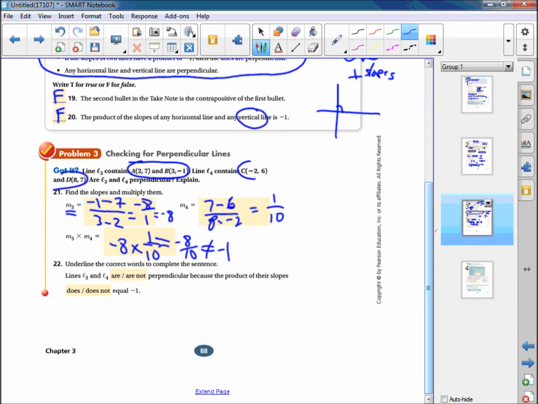So underline the correct words to complete the sentence. L3 and L4 are not perpendicular because the product of their slopes does not equal -1. Only if you multiply their slopes together and you get -1 are they going to be perpendicular.